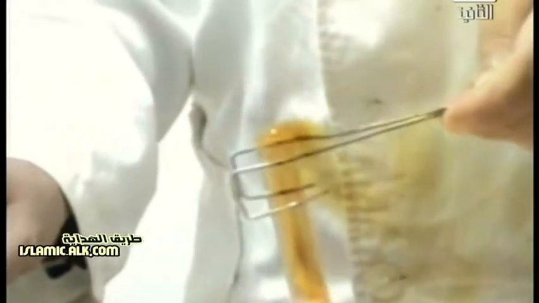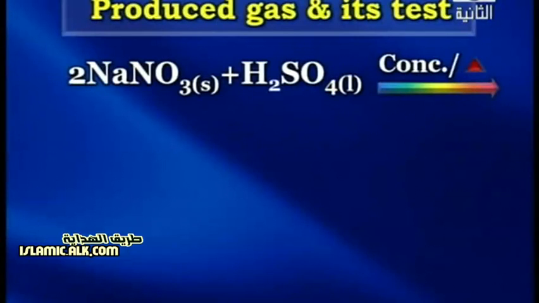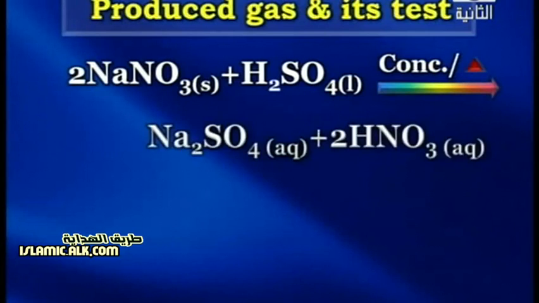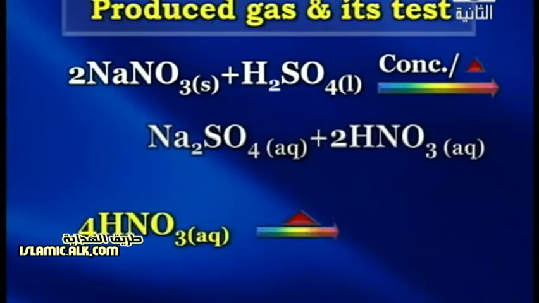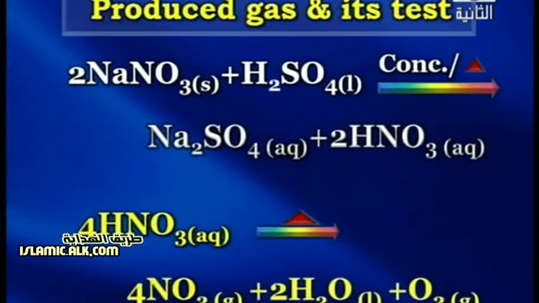As the animation shows, the sulfuric acid is added on the nitrate salt. It gives reddish brown fumes, and on adding copper turnings, the reddish brown fumes increase. So the equation of the reaction here: sodium nitrate plus sulfuric acid gives sodium sulfate and nitric acid. And this nitric acid is decomposed by heating, giving reddish brown fumes of nitrogen dioxide gas, and water and oxygen are produced.